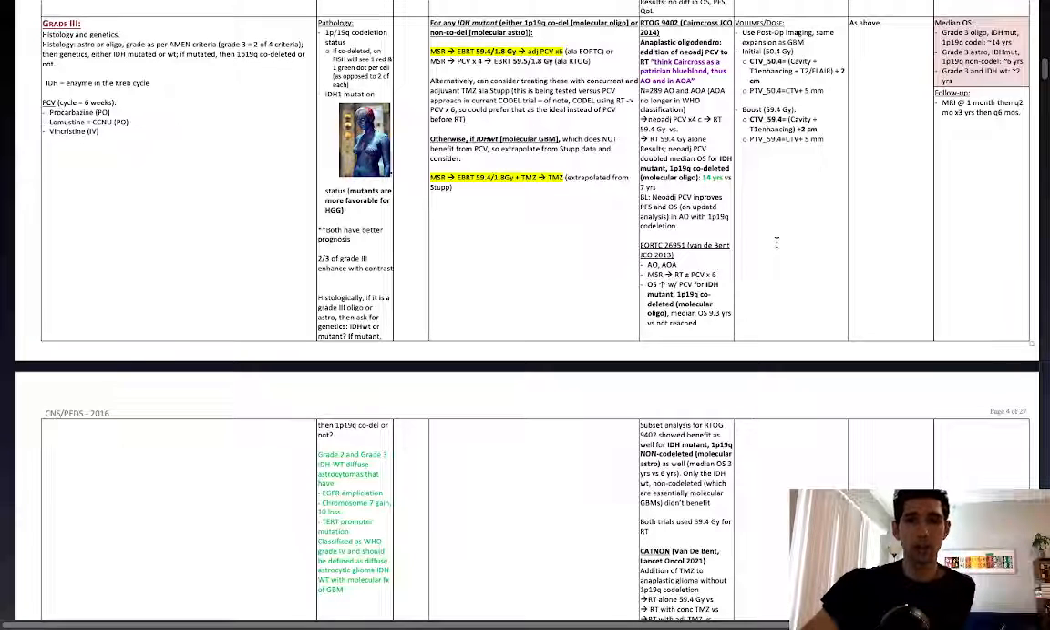Alternatively, you can also consider treating these patients with concurrent and adjuvant temozolomide, a la Stupp. This is currently being tested versus PCV in the CODEL trial. Of note, CODEL uses radiation followed by PCV times 6. So you could prefer that as the ideal instead of PCV before radiation. Otherwise, if it's IDH wild type, it's a molecular GBM, which does not benefit from PCV, so you extrapolate from the Stupp data and you consider maximum safe resection, followed by EBRT, 59.4 at 1.8 gray per fraction, plus Temodar, followed by Temodar.